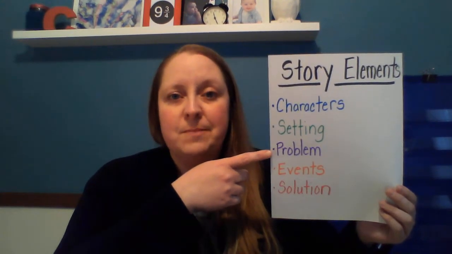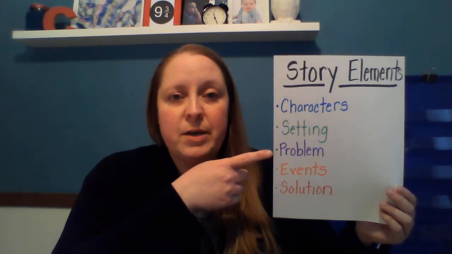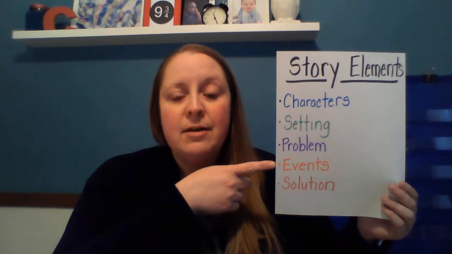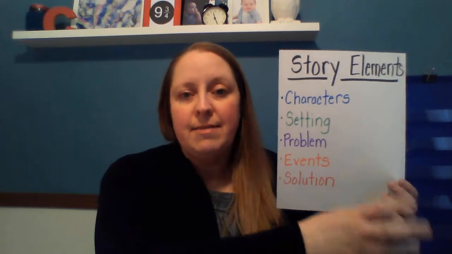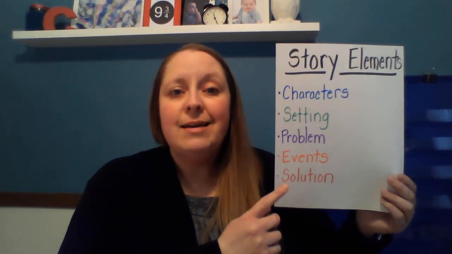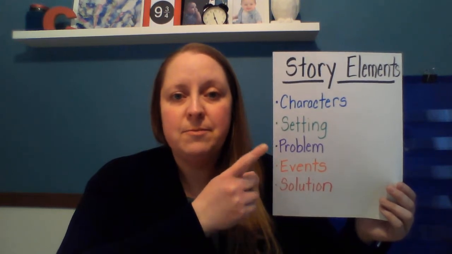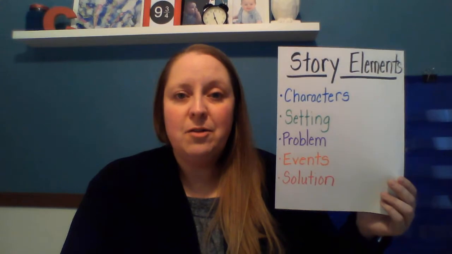Then we've got the problem. Something is going wrong in the story. Try to see if you can pick out what is going wrong. The events are the things that happen. Usually we can think about it as what happens in the beginning, the middle, and the end of the story. And then at the very end, there's a solution. This problem that we learned about will get fixed at the end of the story. So be thinking about all of those things while I read today's folk tale, which is Goldilocks and the Three Bears. Ready?